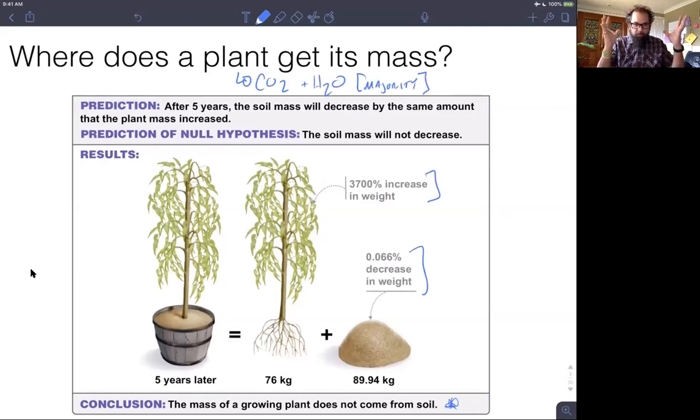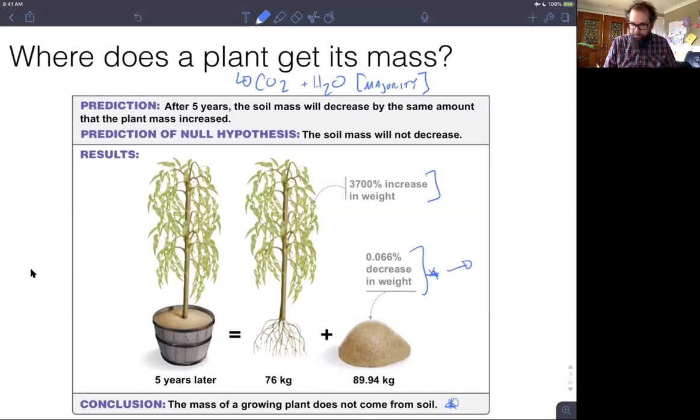This is sort of mind-blowing, that all of that mass can come from things that are so diffuse in our environment. So the question then becomes, what about that difference of 0.066% in the soil? Was that just measurement error, or is this actually a difference, the 60 grams that's lost? Did that get taken into the plant? And the answer to that is actually yes, not just measurement error.